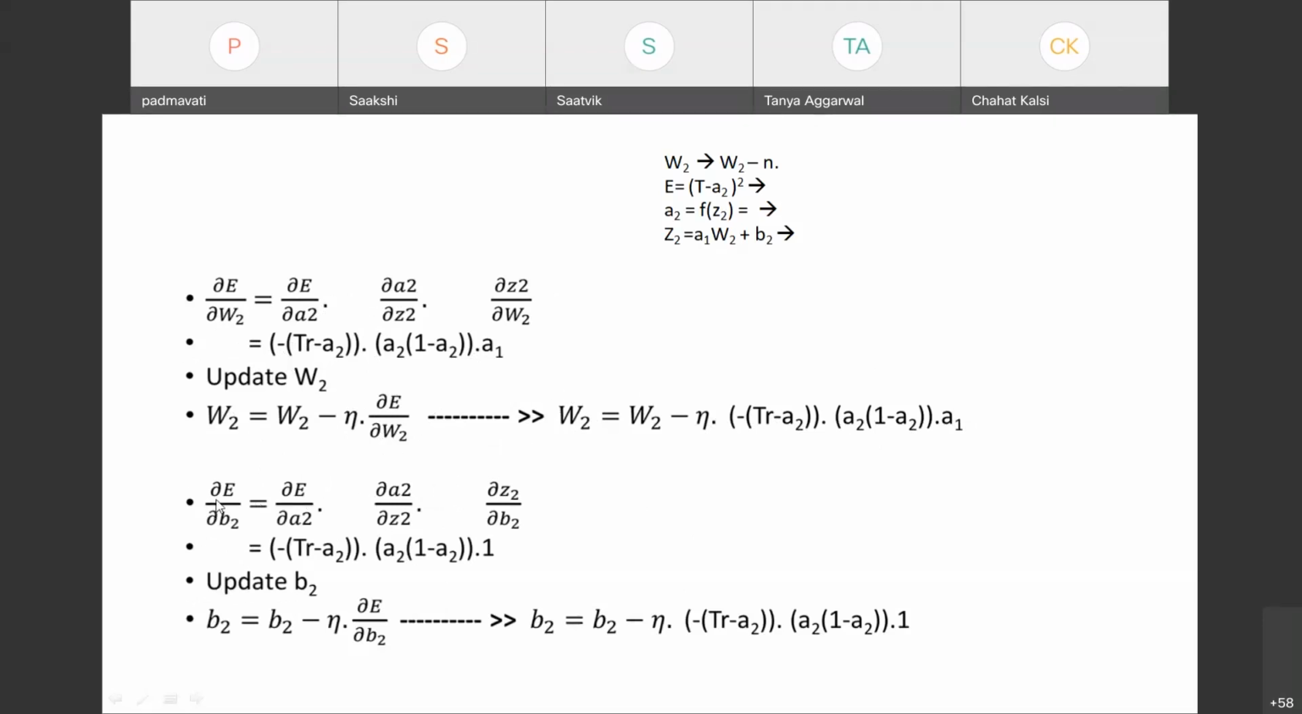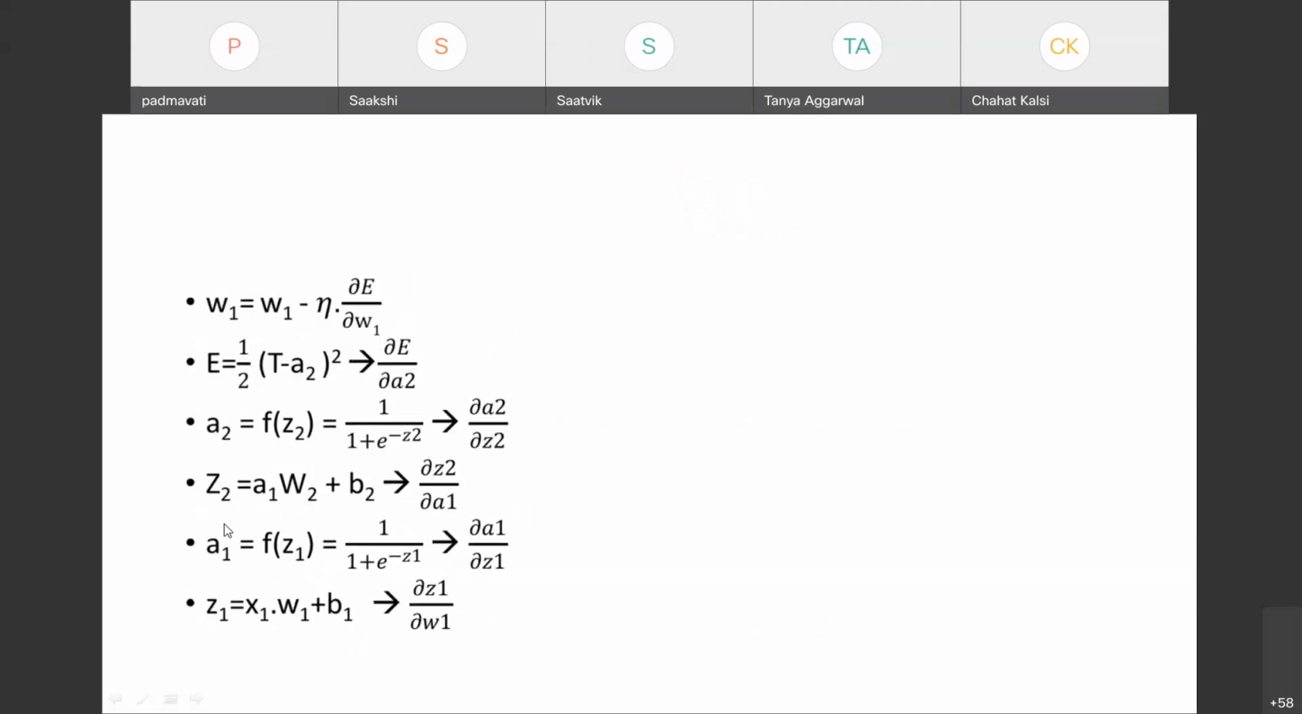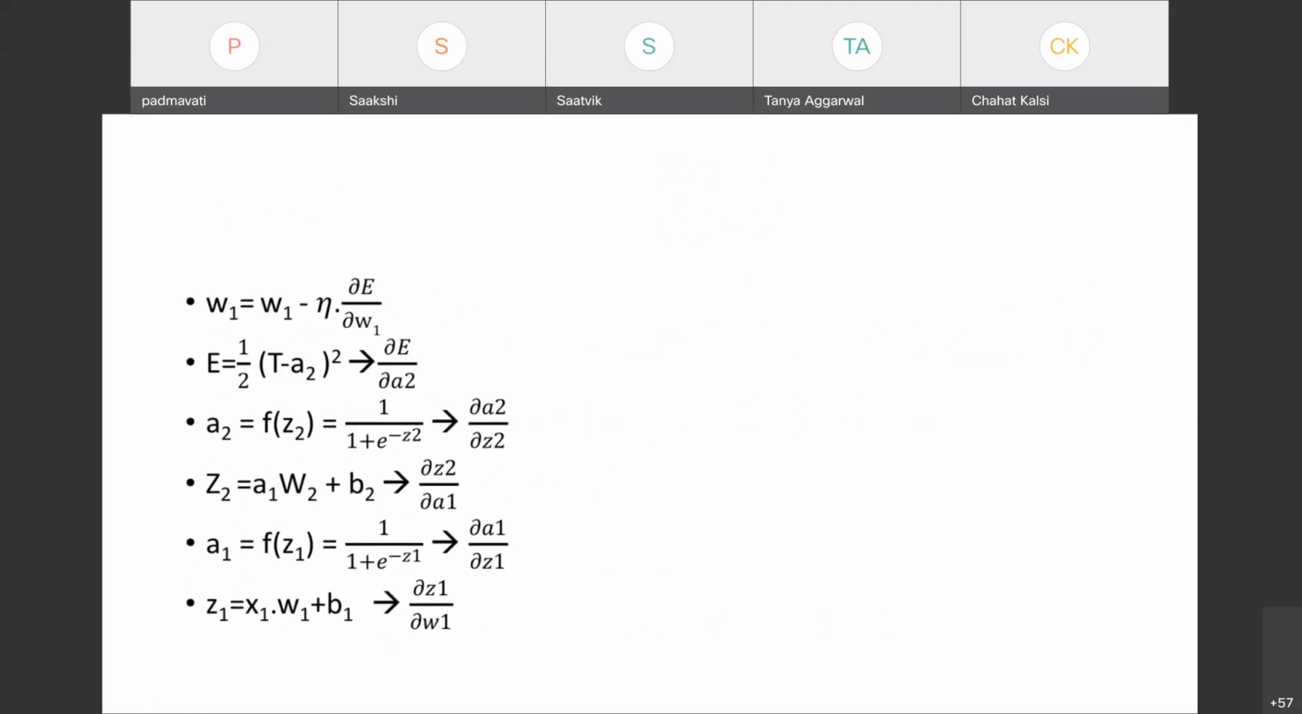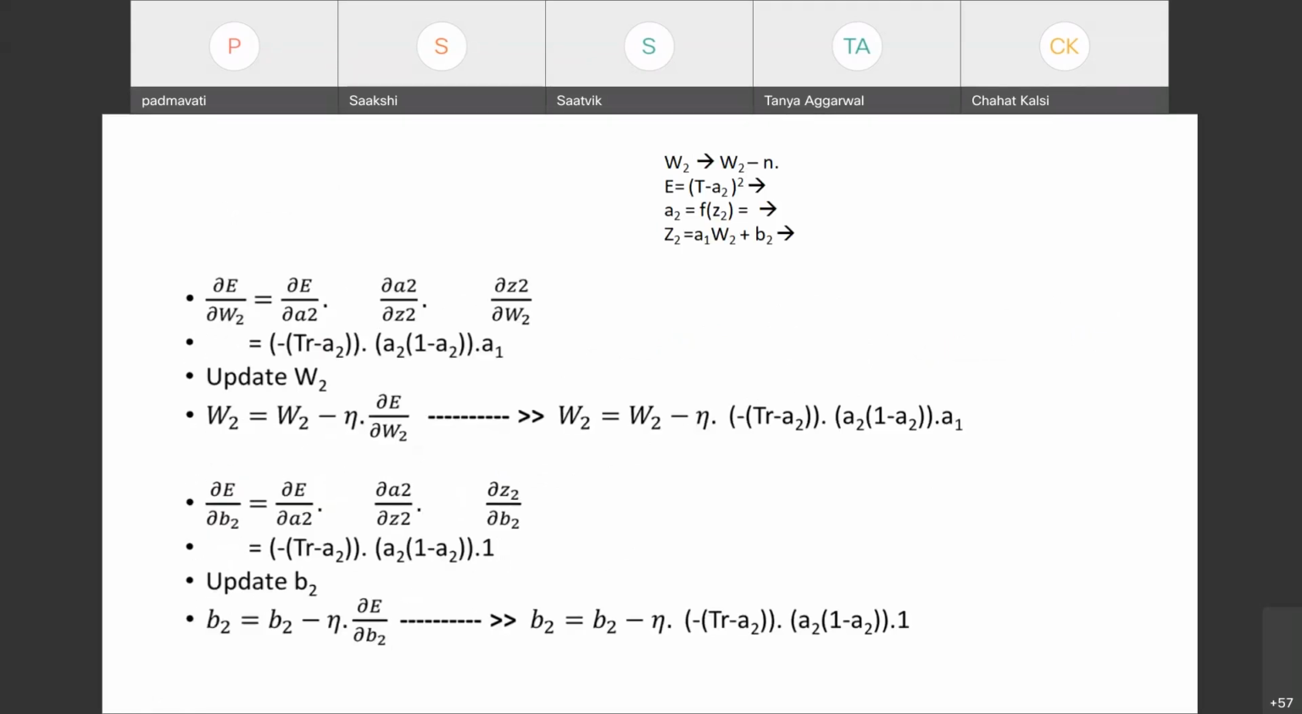In a similar way, the derivative of E with respect to b2. Right now, we have done the derivative of E with respect to w2. Now we need to compute the derivative of E with respect to b2. Same procedure: first the derivative of E with respect to a2, the derivative of a2 with respect to z2, the derivative of z2 with respect to b2. Again, I will follow the same formula, that is the chain rule. This is what I need: the derivative of E with respect to b2.